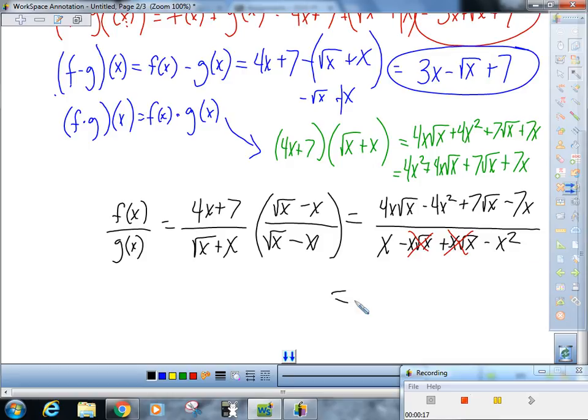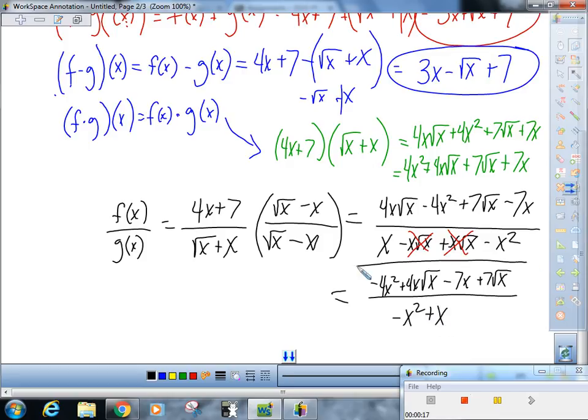So the answer, I'm going to rewrite the top in order. Negative 4x squared plus 4x radical x minus 7x plus 7 radical x, all over negative x squared plus x.